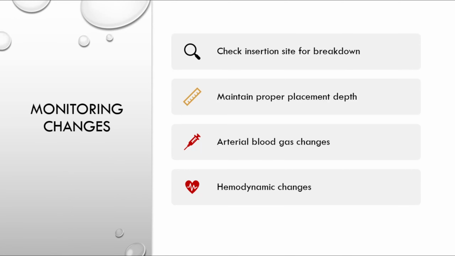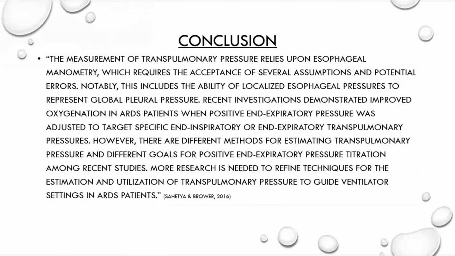So, monitoring changes: you want to check the insertion site for breakdown. You want to maintain proper placement depth. And then, of course, we can check how our changes are affecting our blood gas. When we implement changes, especially on PEEP, we want to keep an eye out for hemodynamic changes, because with some patients I've had, after placing the balloon, we've gone up to a PEEP of like 22, 24. Just remember any change in PEEP can increase your intrathoracic pressure, decreasing venous return and dropping our blood pressure.